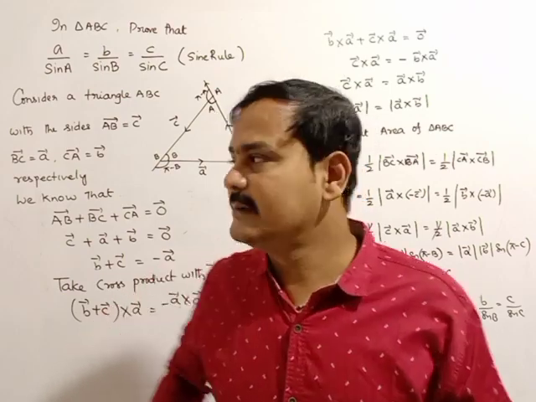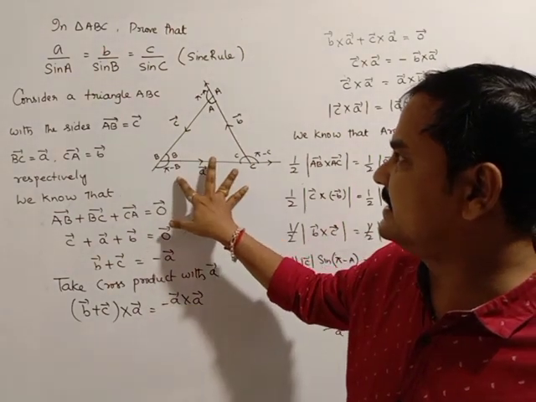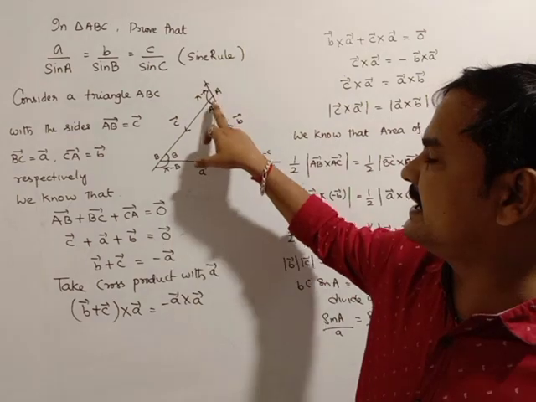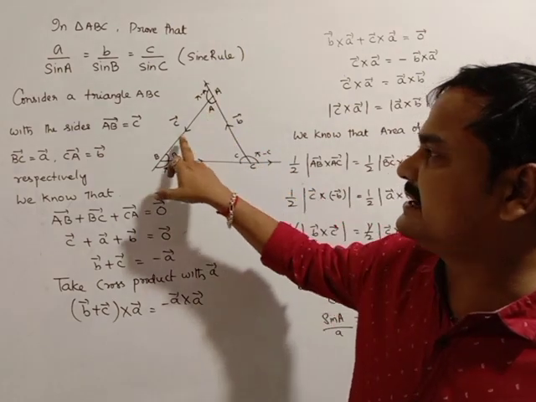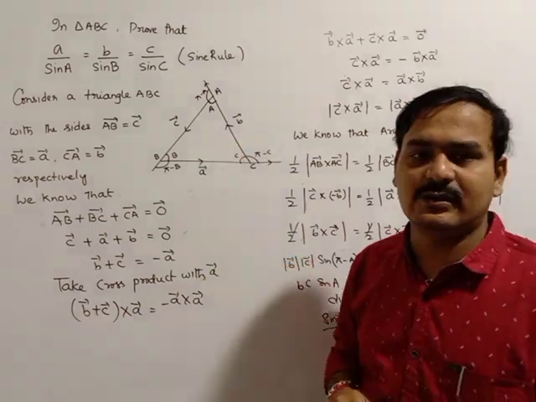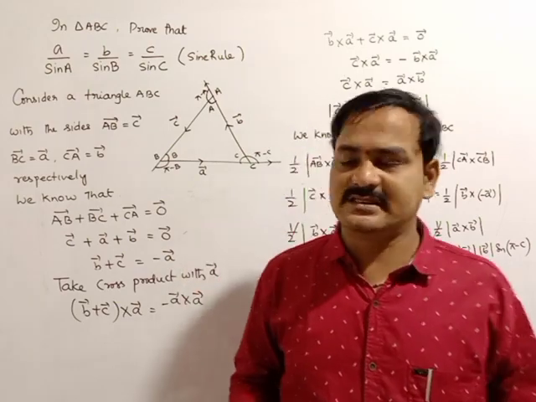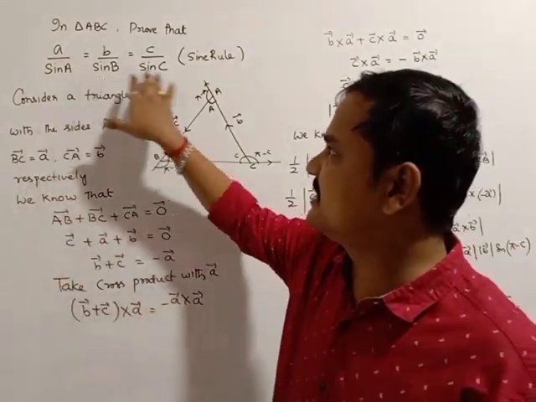is always the same for all three sides. See, this is A, and this length is small a. So small a by sine of angle A, b by sine of angle B, and c by sine of angle C. That means a by sin A is equal to b by sin B is equal to c by sin C. The reciprocals are equal. That means the ratios are equal.